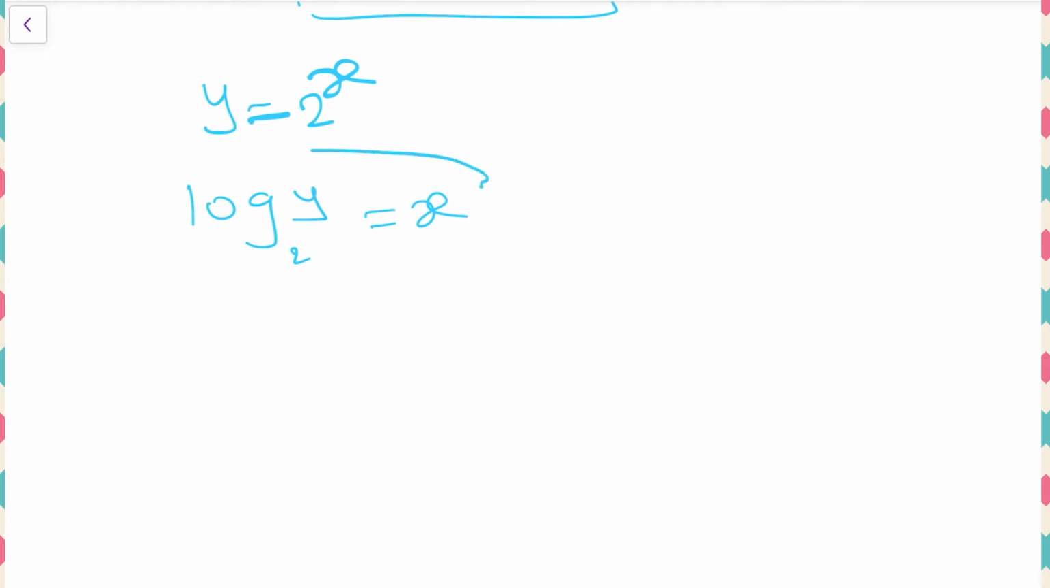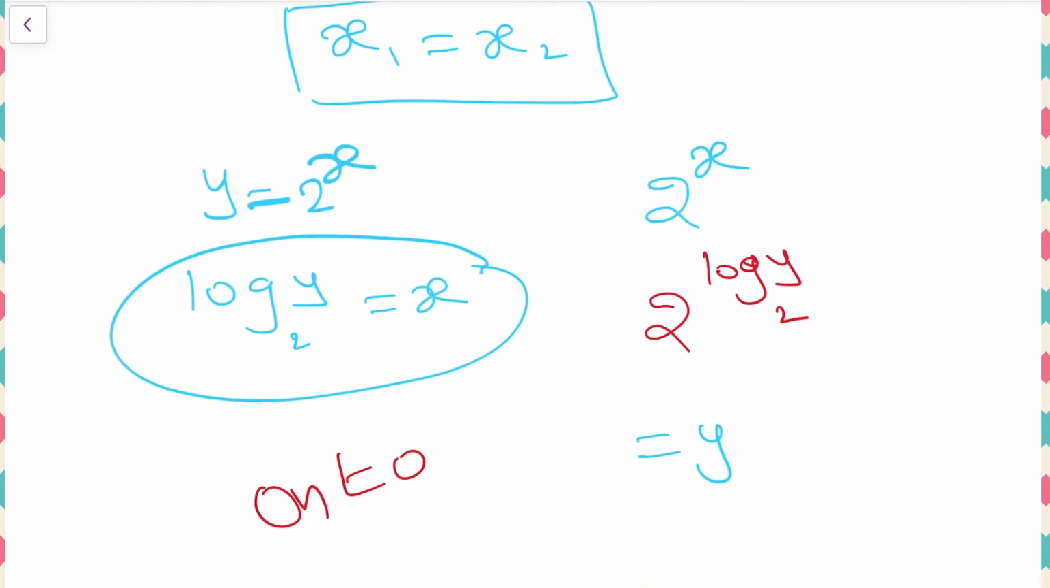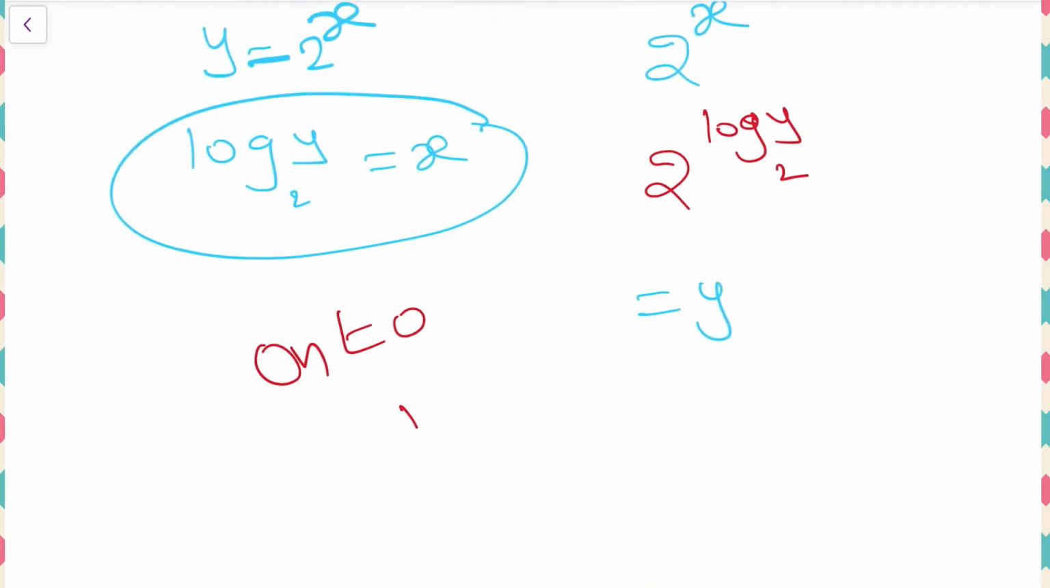So this x value we need to substitute in the given original function, that is 2 power x. 2 power x is nothing but 2 power log y base 2, the value is y. So in this case also we got the answer y. So then we can conclude this is an onto function. This is a one-one function as well as onto function. So this is a bijection.